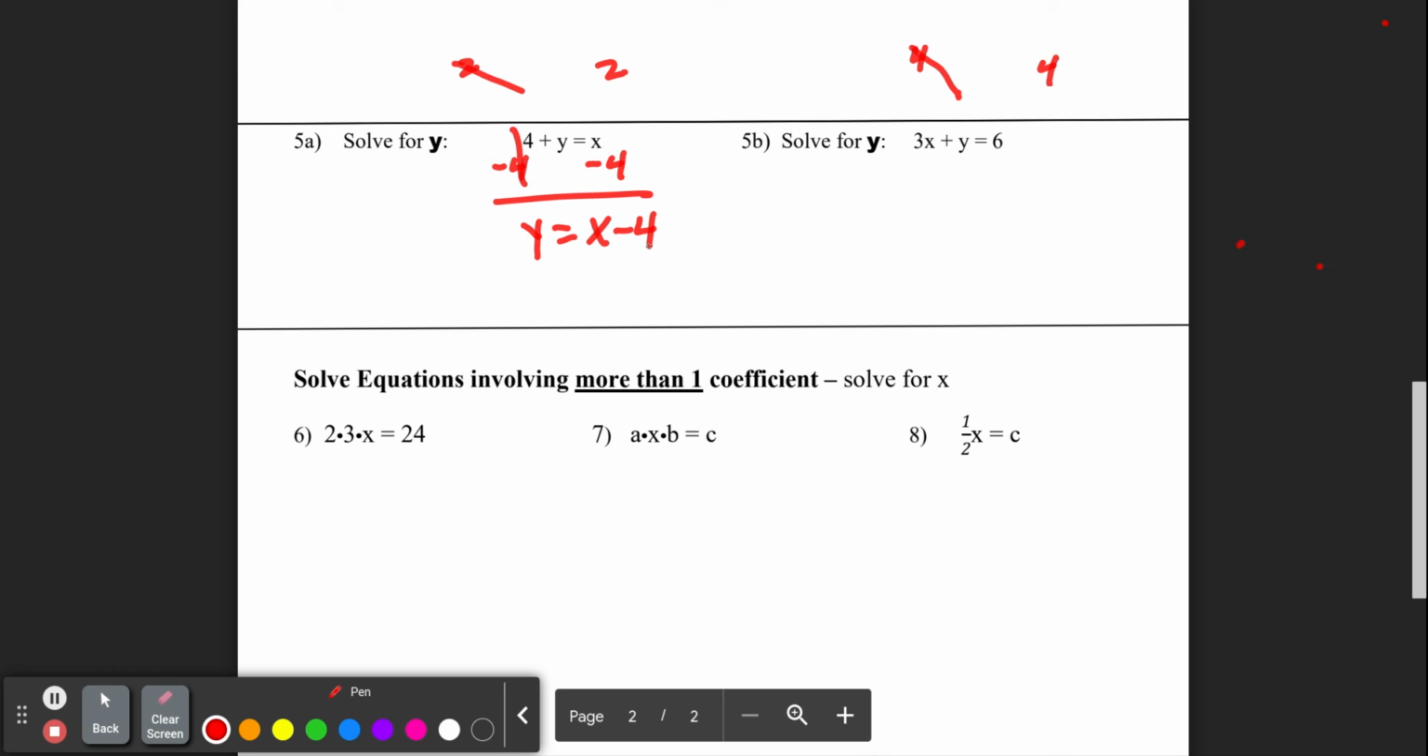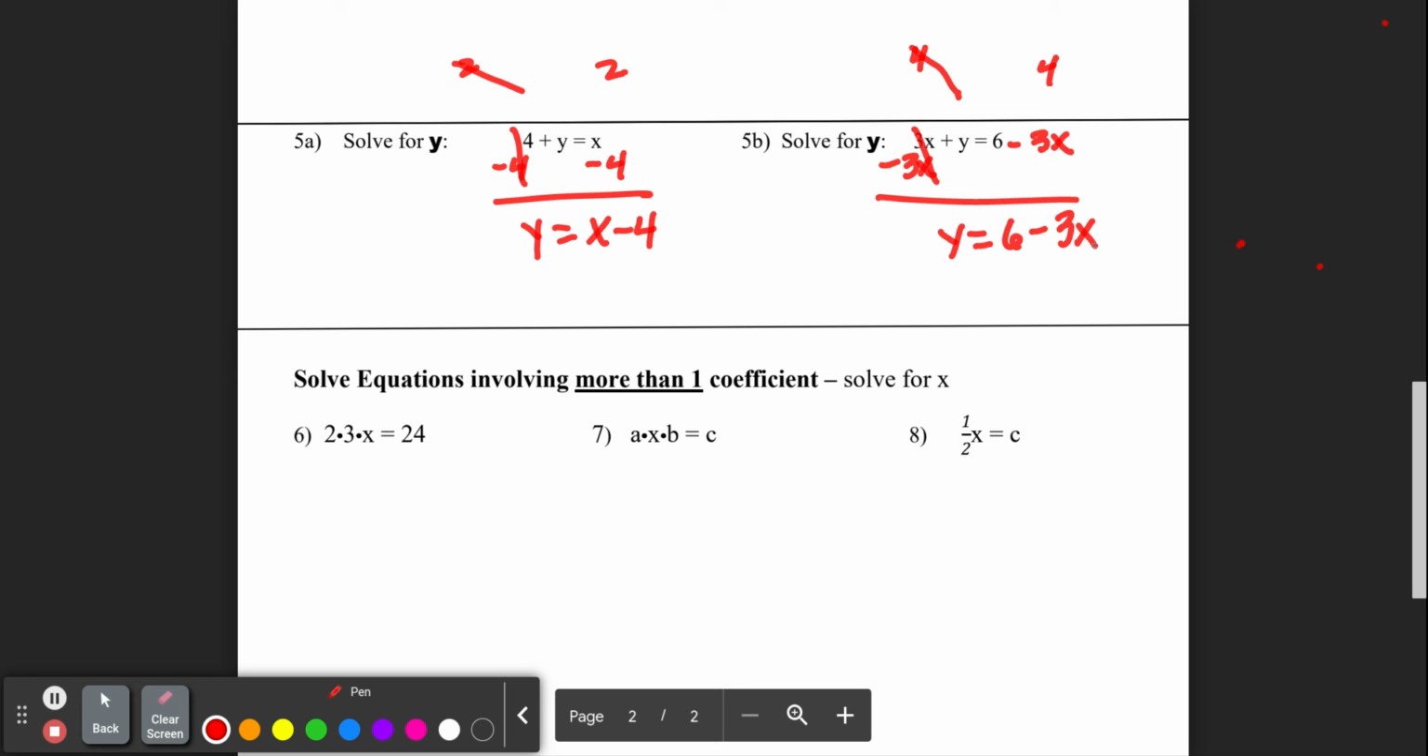Let's look at b. So b, I'm going to subtract 3x from both sides. So I have y equals, and I'm just going to put 6 minus 3x. So notice that the 3x goes together. It's all one term. So I have to move it over to the other side together. So that's why I'm subtracting all of 3x from both sides. And then there's nothing else I can do because it says just to solve for y.